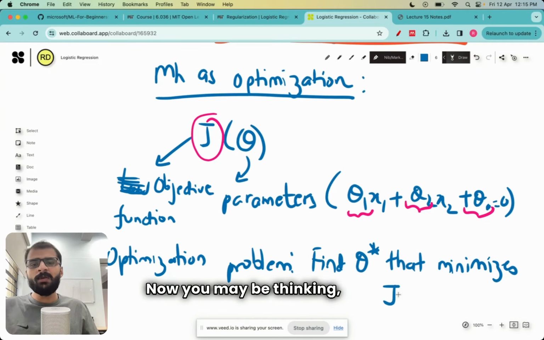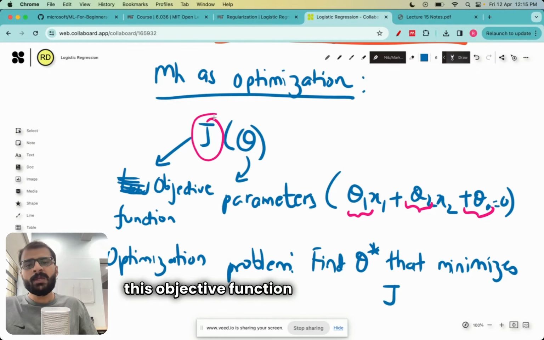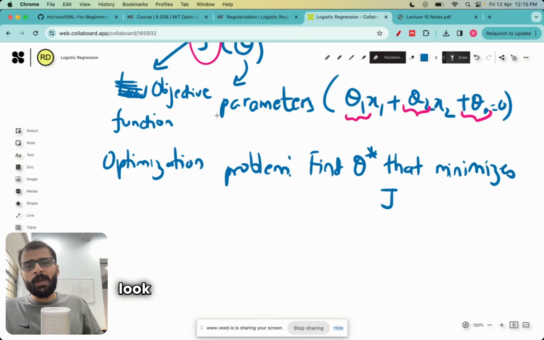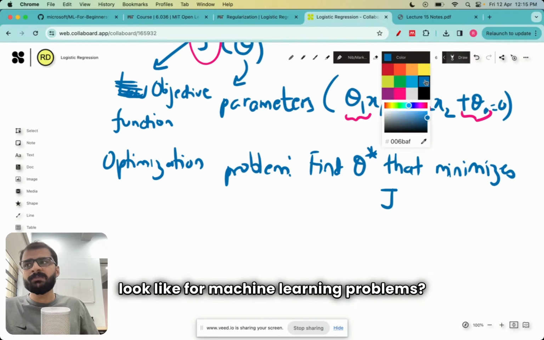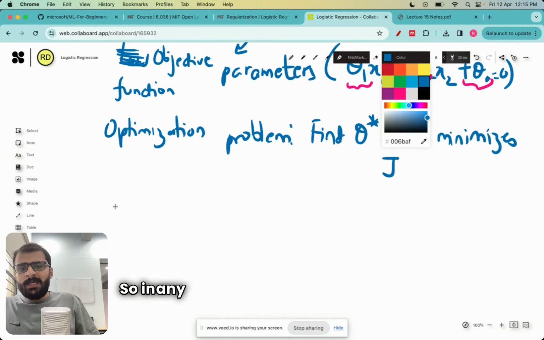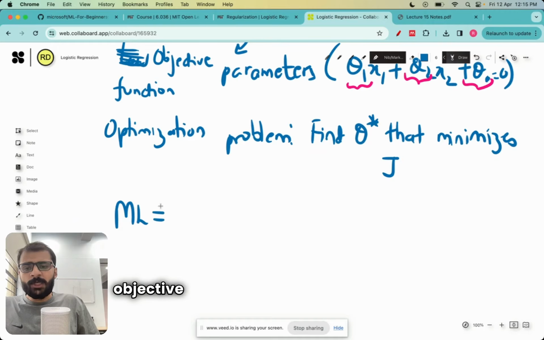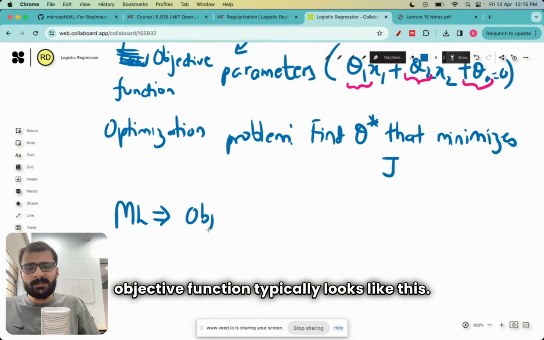Now you may be thinking, what is this objective function, and what does it look like for machine learning problems? So in any machine learning problem, the objective function typically looks like this.